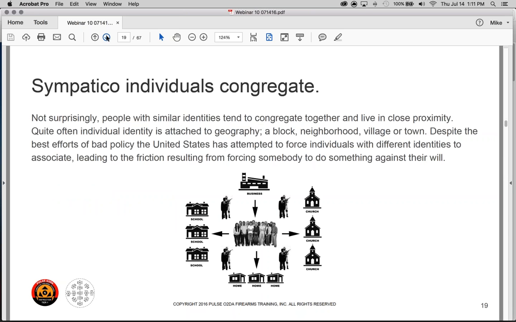Not surprisingly, people with similar identities tend to congregate together and live in close proximity. Quite often, individual identity is attached to a geography, a block, neighborhood, village, or town. Despite the best efforts of bad policy, the United States has attempted to force individuals with different identities to associate, leading to the friction resulting from forcing somebody to do something that is against their will. This is one of the primary reasons why we're seeing the polarization in the U.S. today and the resulting friction.